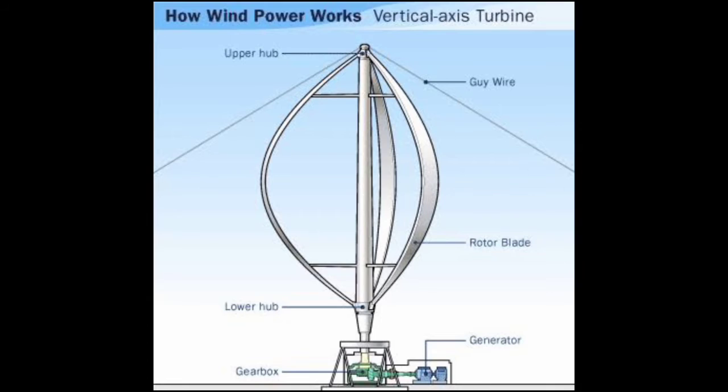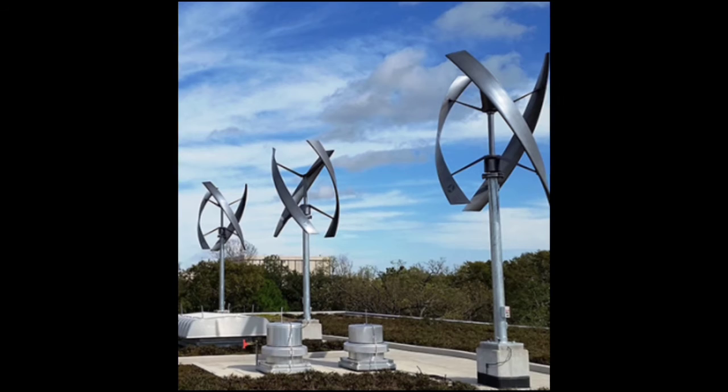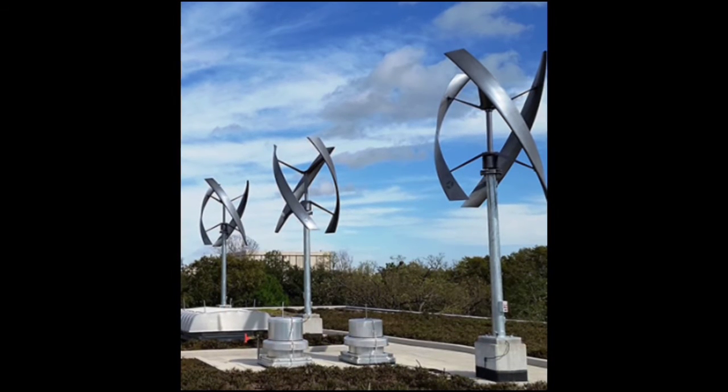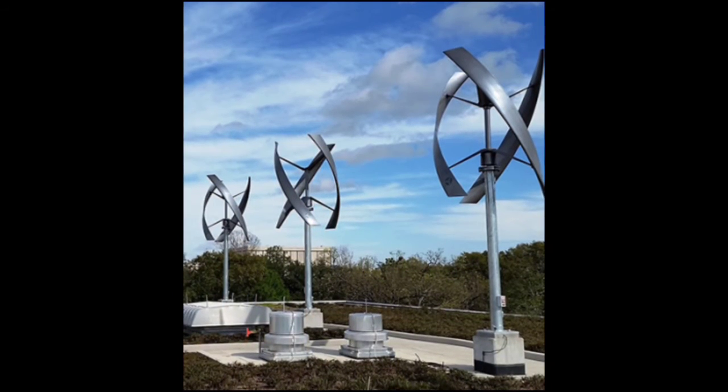Number 2. Vertical axis wind turbine. Vertical axis wind turbines come in several varieties, including the Egg-Beater-style Darrieus model, named after its French inventor. These turbines are omnidirectional, meaning they don't need to be adjusted to point into the wind to operate.